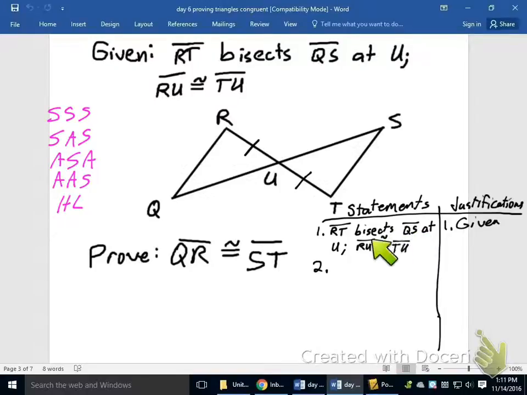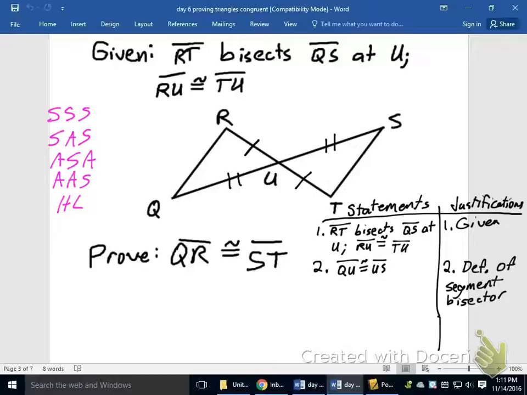Now be very careful here. Our segment RT is bisecting segment QS. Segment QS is the one that's getting split into two equal parts. So when I look at segment QS, those two equal parts would be segment QU and segment US. And that's by the definition of a segment bisector. Alright? And you see I've gone ahead and put that in as my statement too.